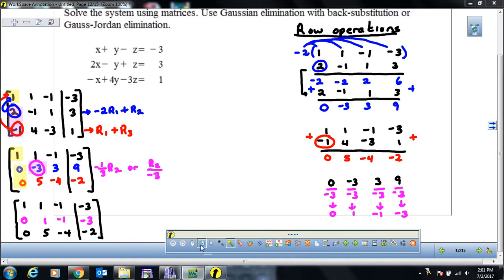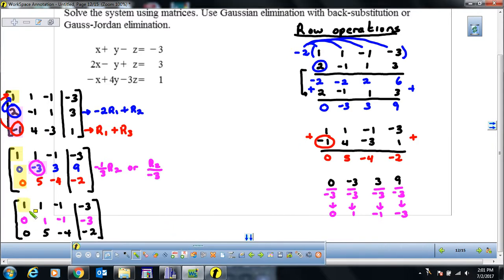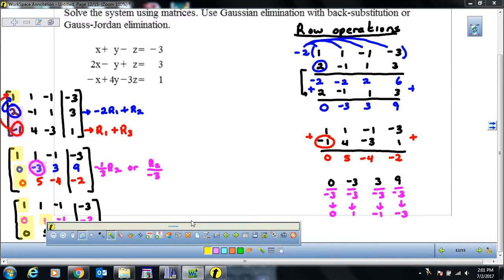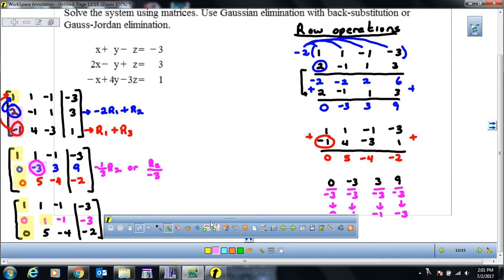So the first step in the process was to make this one a 1. We did that. Well, it was already a 1. Second step in the process, we need to make the 2 in the bottom into zeros. Third step in the process, we need to make the 1 in the middle into a 1. And now we're going to go into the fourth step.